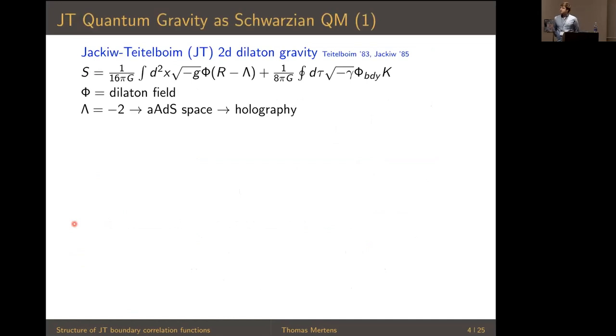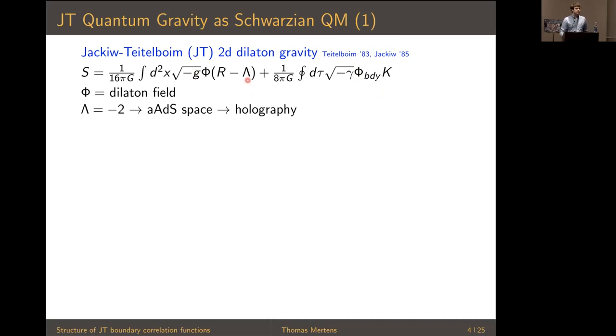Now, Jackiw-Teitelboim gravity, what is it? It's a specific model of 2-dimensional dilaton gravity, which was proposed by Jackiw and Teitelboim in the 80s. Its action I've written down here. It's a dilaton gravity model where the Ricci scalar couples to the dilaton field phi, and there's a dilaton potential, which is linear in phi, lambda times phi. If we study this model on a manifold with a boundary, we need to add a Gibbons-Hawking-like boundary term, which I've written down here.